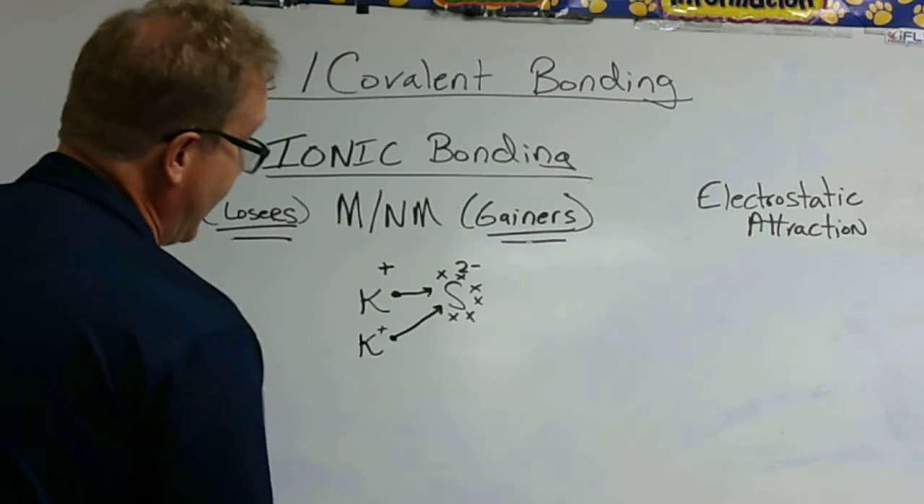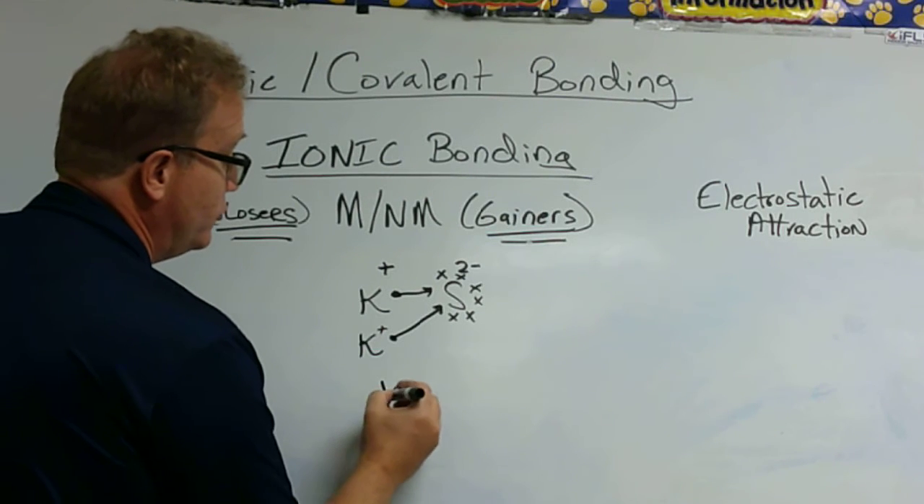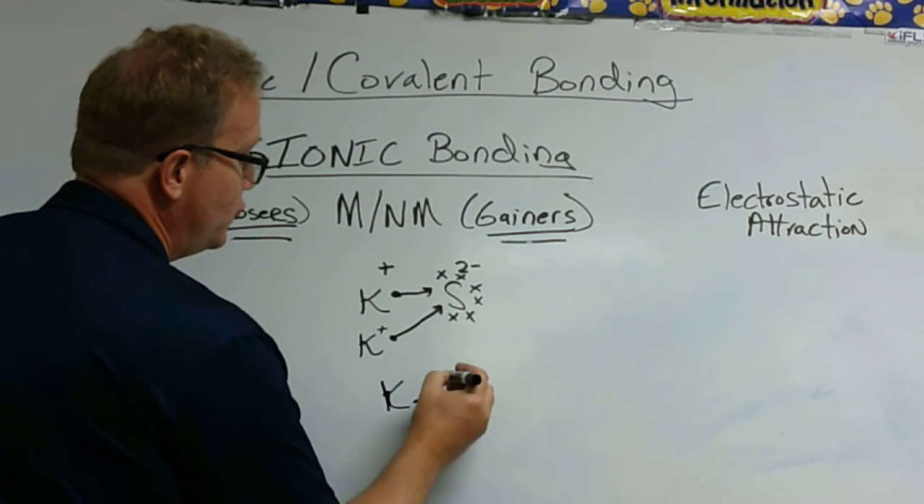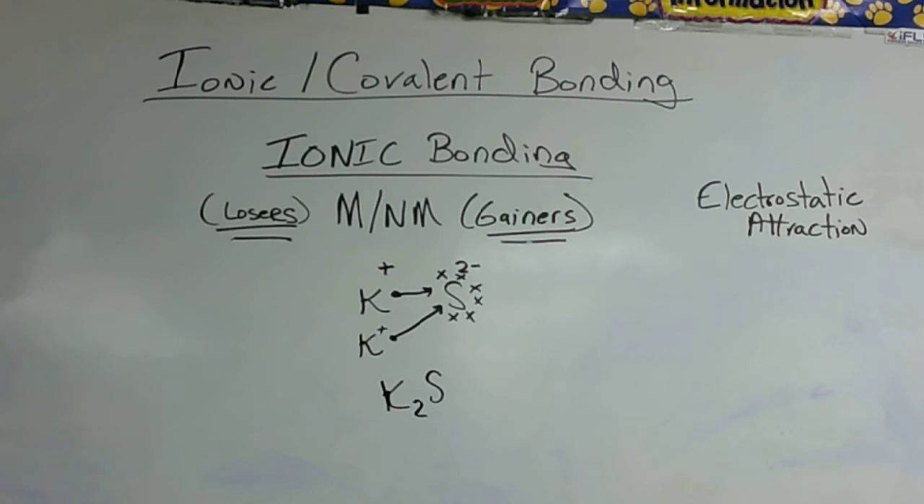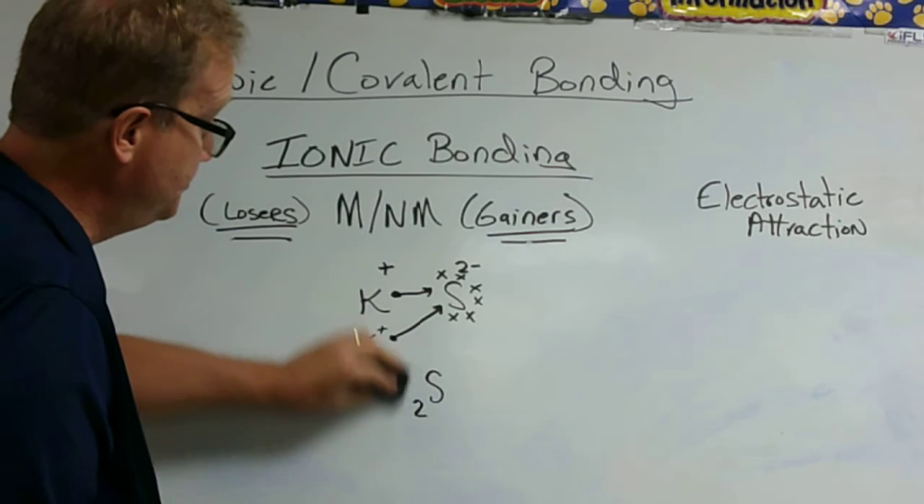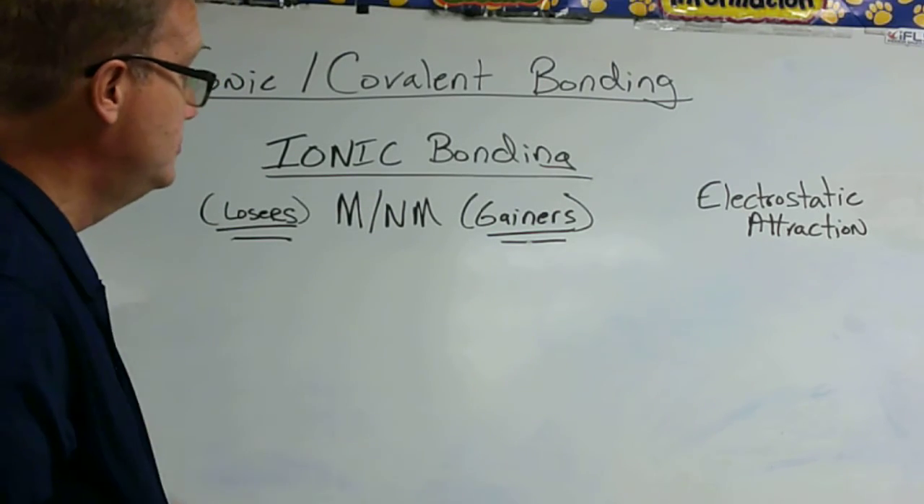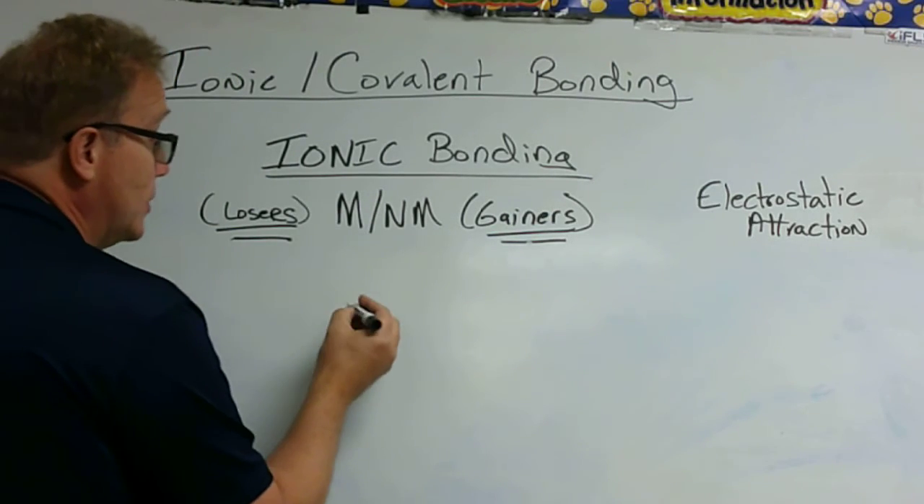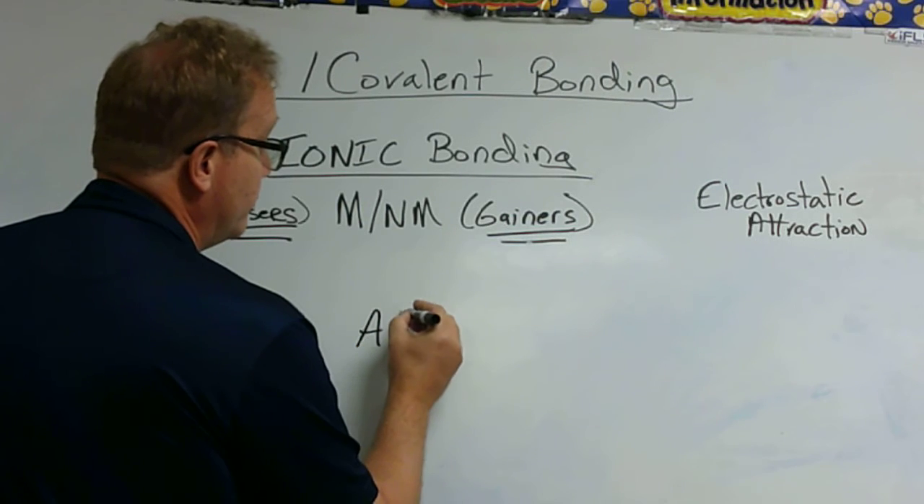If I were to write a formula for it, it's going to be K2S. Because you need 2 Ks, which makes a +2, and then it'll equal the -2. And again, we're trying to get something that is neutral. So we're kind of just going almost into writing formulas.